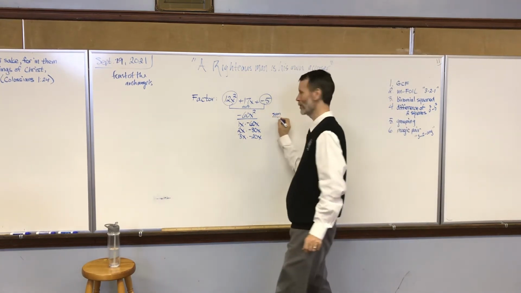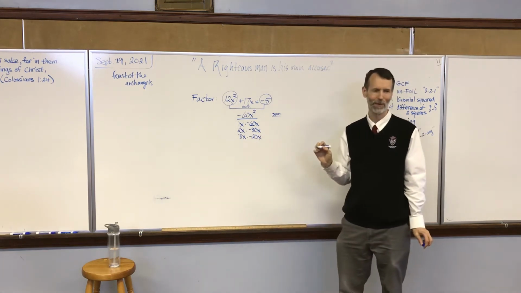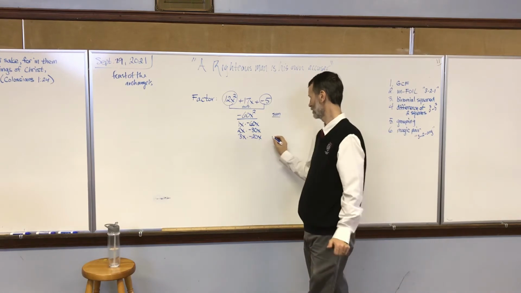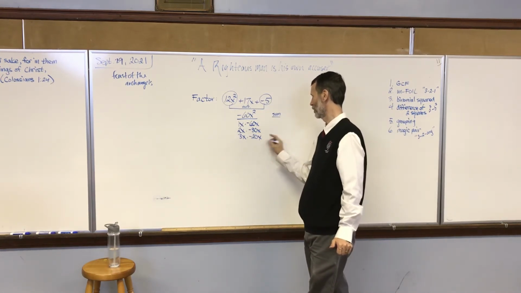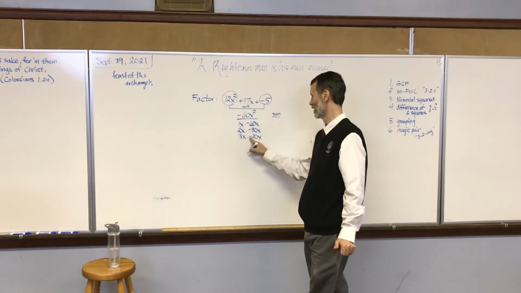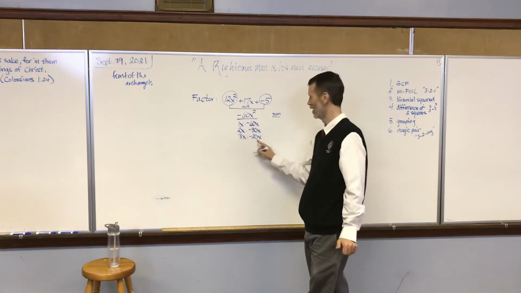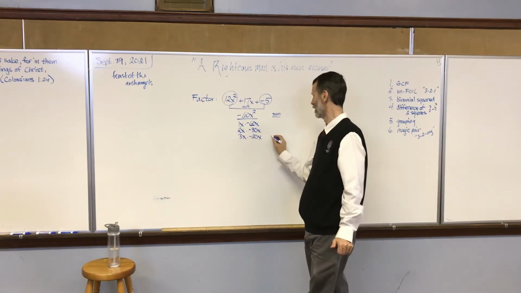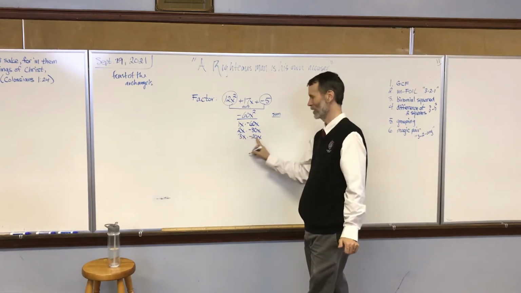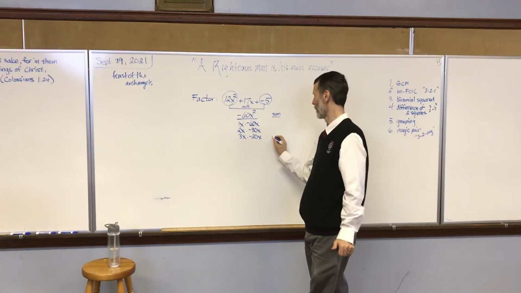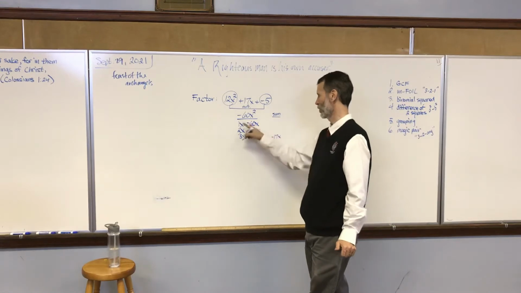I deliberately stopped this for a reason. Just curious if anybody sees it. It's 20x plus -3x. What do you get if you add those? 17. Almost. I said 20 plus -3. So what's this sum right now? If you added these 2, what would you get? -17x.